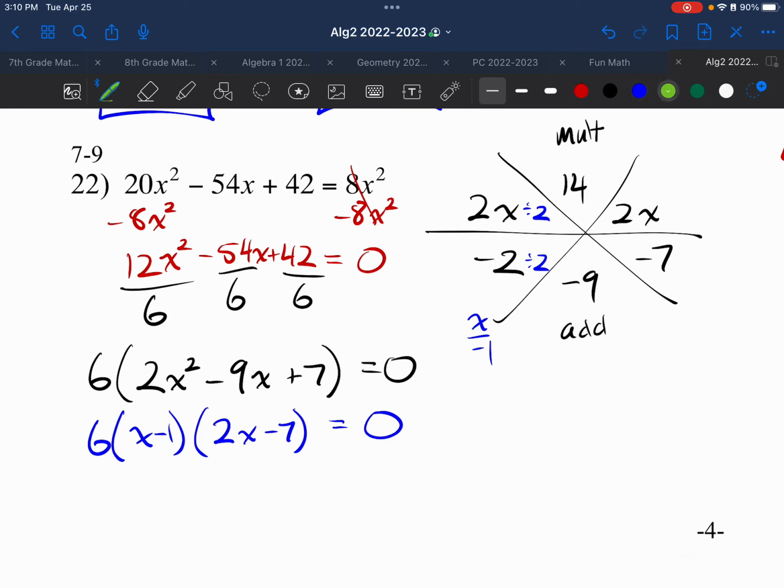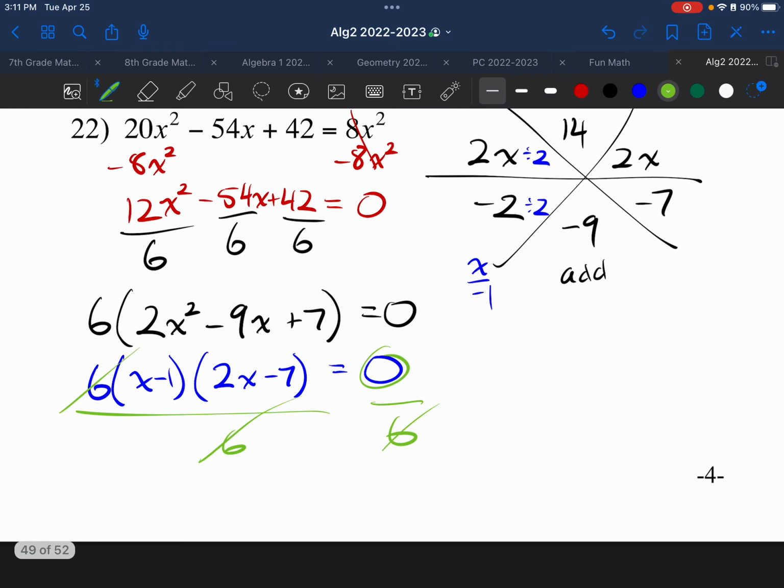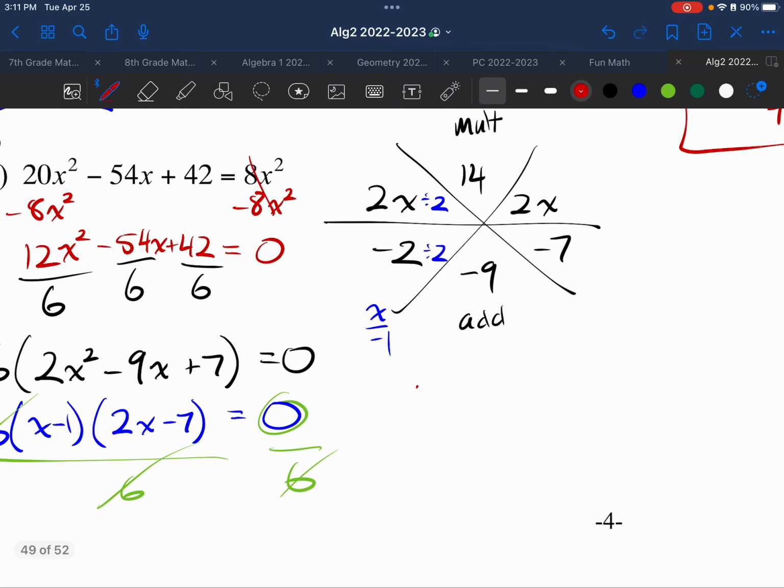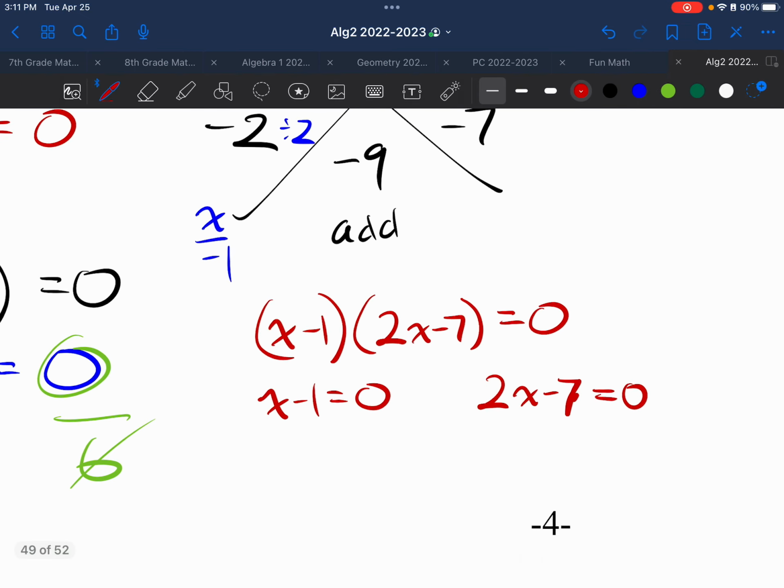I'm going to do some fancy magic. Divide that side by 6, divide that by 6, and you're gone, and you're still 0. Which means we could ignore the 6. Really, our problem becomes this. It becomes x minus 1 times 2x minus 7 is equal to 0. And then I can use the zero product property saying that x minus 1 could be 0, or 2x minus 7 could be 0. Either of those are going to be answers that will get us to 0.